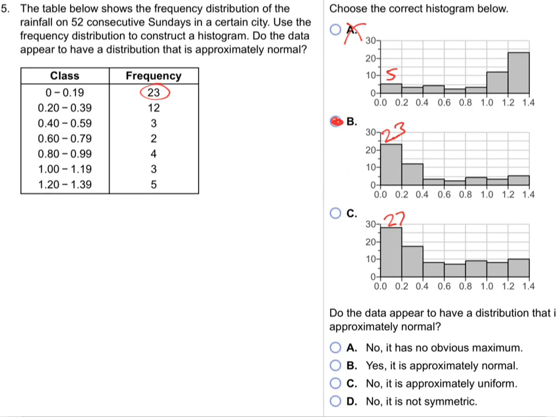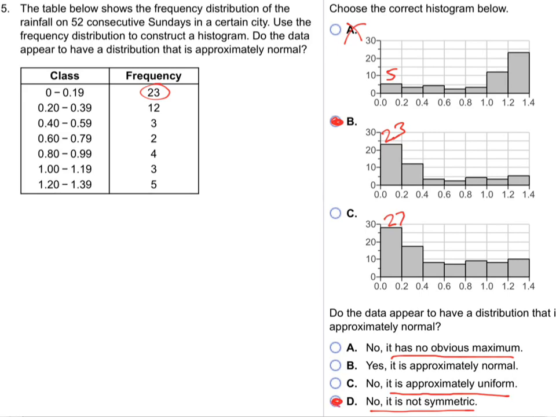Now, do the data appear to have a distribution that is approximately normal? Does that look like a bell curve? Does B look like a bell curve? Not at all. So no, it has no obvious maximum? No. It is approximately uniform? Uniform would mean level. No. No, it is not symmetric.